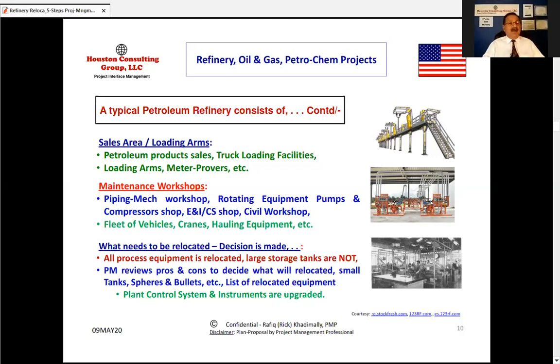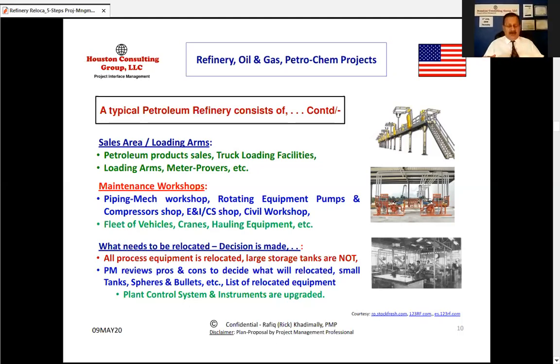Then in the refinery, you have a maintenance workshop. You have piping and mechanical workshop, which is also the stationary equipment workshop. You have rotating equipment, pump and compressor shop. You have E&I, electrical and instrumentation and control systems workshop. You have got civil engineering workshop. You have the fleet of vehicles, cranes, and hauling equipment, all that area.